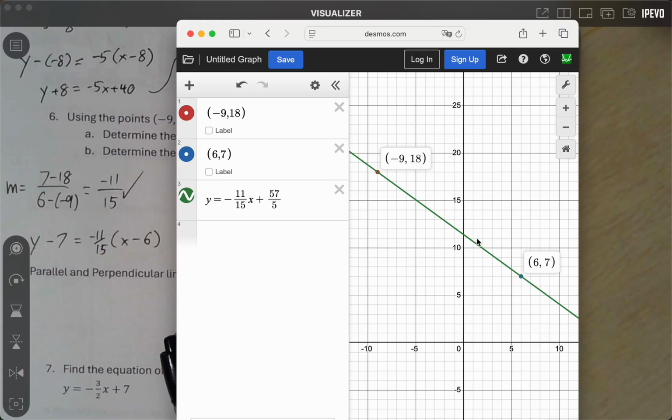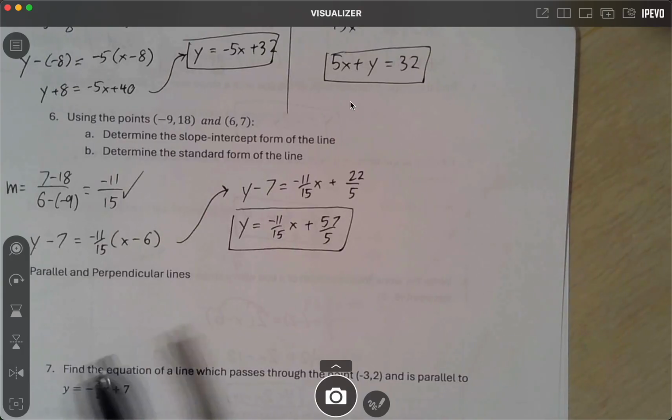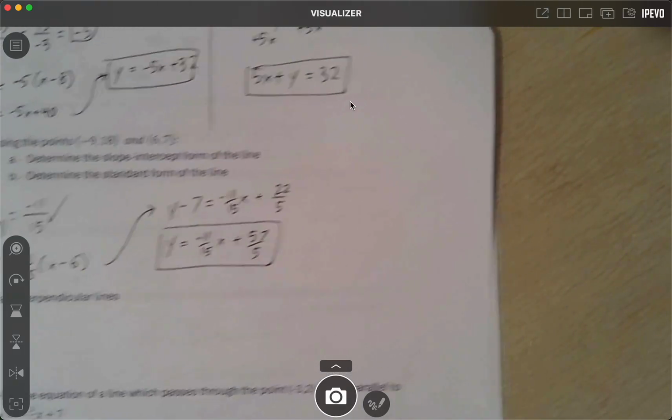So not every line is going to cross the y-axis in a nice, neat way. Sometimes these other points are actually nicer than the y-intercept, but you need to learn to work with that formula that utilizes them. Okay, we're not done yet, though. We did part A. We haven't done part B.